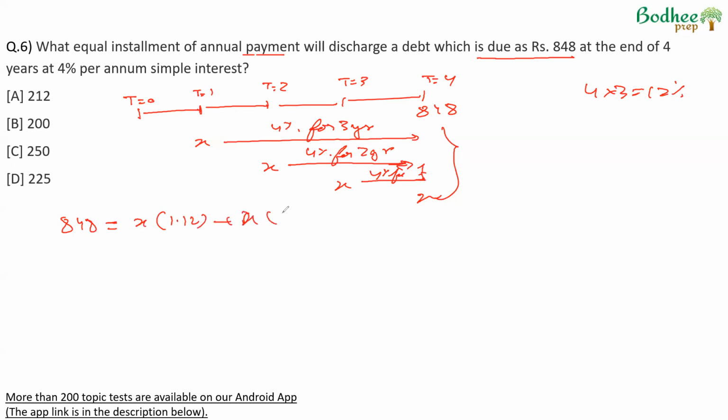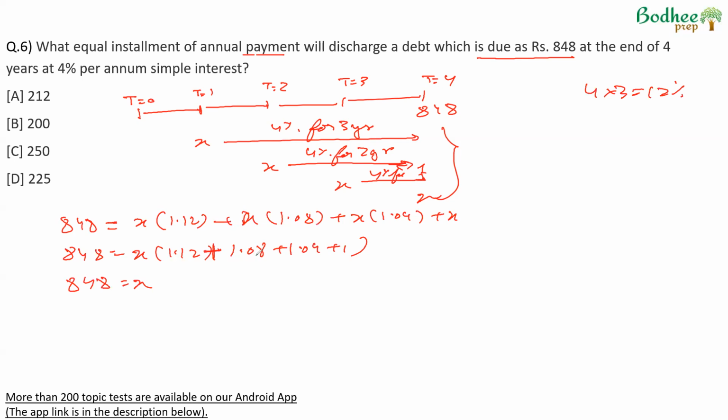4% for 2 years means x into 1.08. 4 twos are 8. 4% for 1 year means x into 1.04. And finally, this x. 848 will be equal to x into 1.12 plus 1.08 plus 1.04 plus 1. So 848 will be equal to x into 4.24. So x will be nothing but 848 into 100 upon 424. Why into 100? I am removing a decimal. So this becomes 2 and therefore x becomes 200.